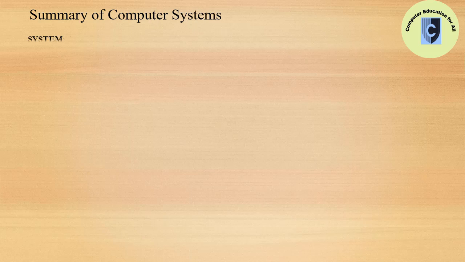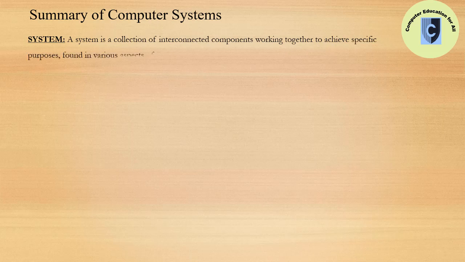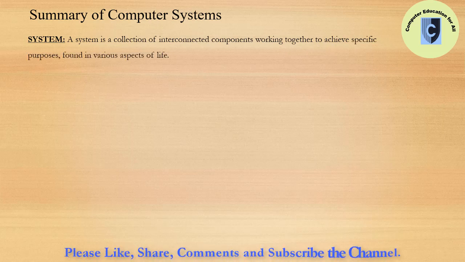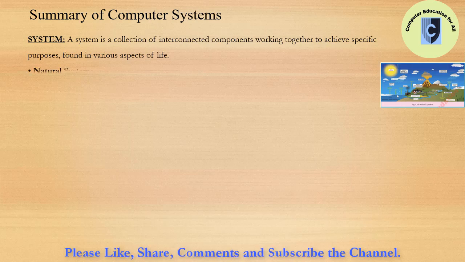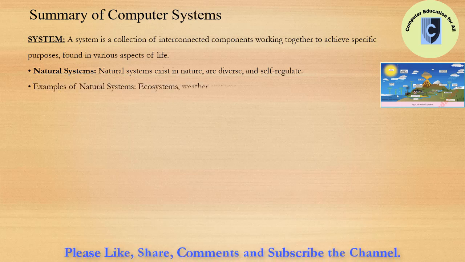System. A system is a collection of interconnected components working together to achieve specific purposes, found in various aspects of life. Natural systems. Natural systems exist in nature, are diverse, and self-regulate. Examples of natural systems: ecosystems, weather systems, geological systems, hydrological systems, and the solar system.